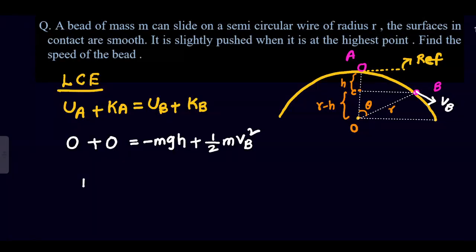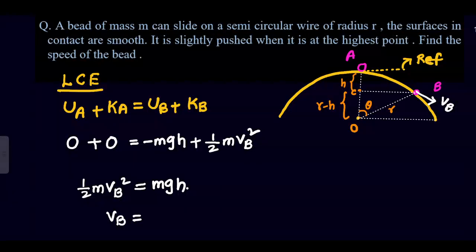So from this we get one half m VB square. Remember, kinetic energy is always positive. Only potential energy can be positive or negative. Even if the velocity is negative, the square is positive, and mass is always positive, so kinetic energy is never negative. This is equal to mgh, m cancels, so VB is square root of 2gh.